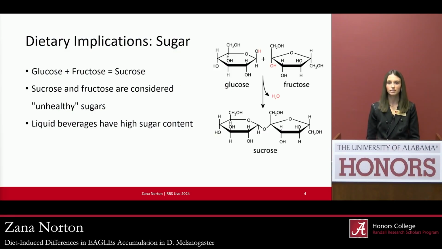The most common dietary sugars are glucose, fructose, and sucrose. Glucose and fructose are both monosaccharides, which means they consist of one unit of sugar. Sucrose is a disaccharide consisting of 1 unit of glucose covalently bonded to 1 unit of fructose.